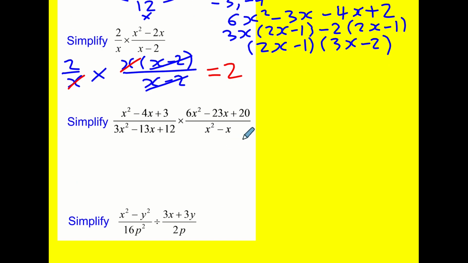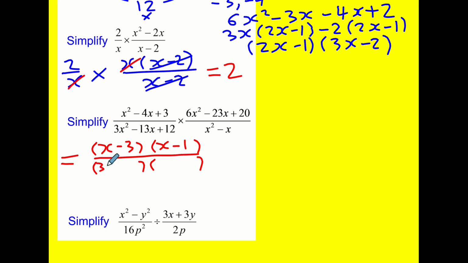This does not look nice, does it? Okay, let's have a go. The first expression looks all right, so this is going to be a relatively simple factorization. We're going to have an x, we're going to have an x. I've got a plus 3 but a minus 4, so they'll both be negative. The only thing that can work is a minus 1 and a minus 3. That does indeed work.